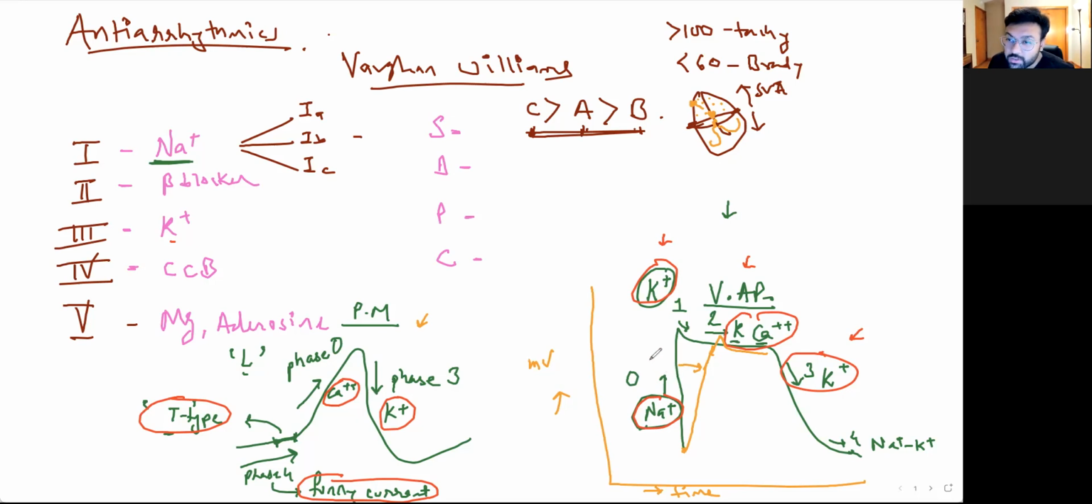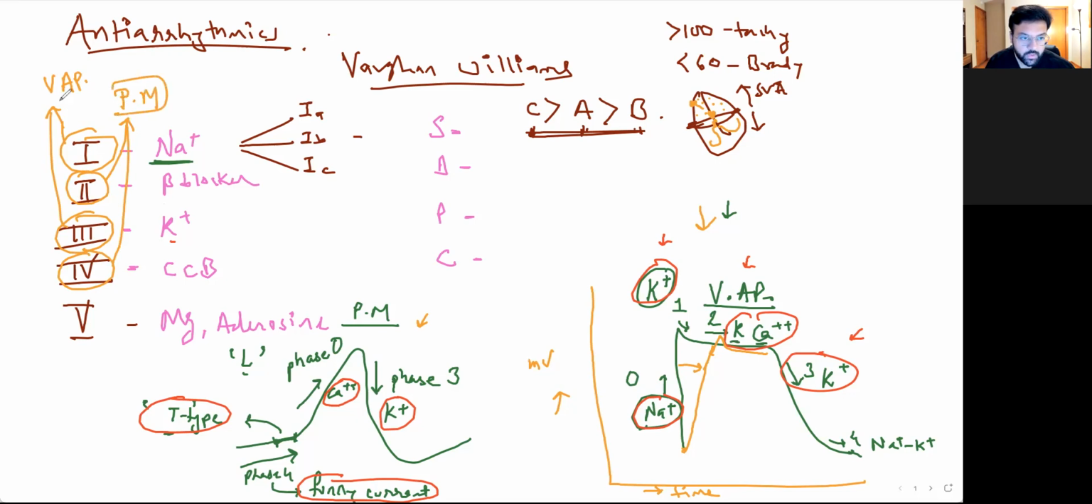So for now, just trust me and remember, if I talk about class 1 and class 3 antiarrhythmics, you have to think about the ventricular action potential. That means it is going to alter the slope of the ventricular action potential, this graph. If I talk about class 2 and class 4, where do you think it should work? In which action potential? Class 2 and class 4 should work in the pacemaker potential.